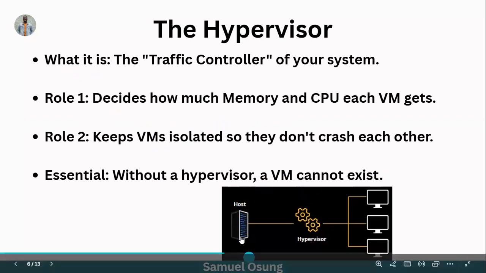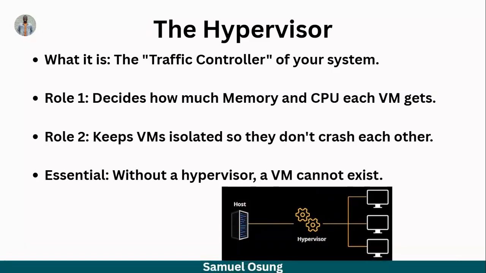Look at this scenario. This is your host machine. This is the hypervisor, and this hypervisor is in charge of creating virtual machines. So in simple terms, the hypervisor decides how much memory each virtual machine gets, decides how much CPU power each one can use. It keeps them isolated so that they don't interfere with each other. So without the hypervisor, virtual machines cannot exist.